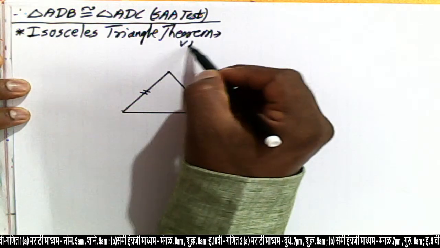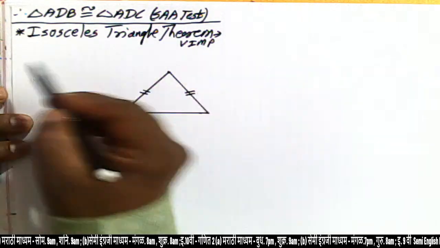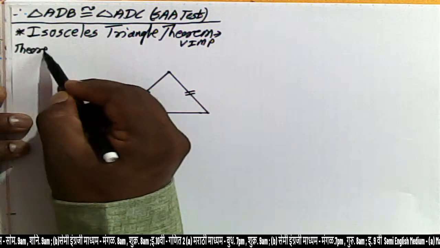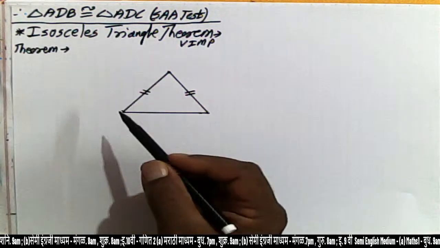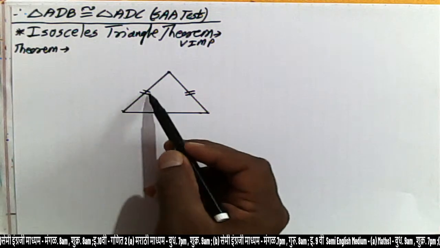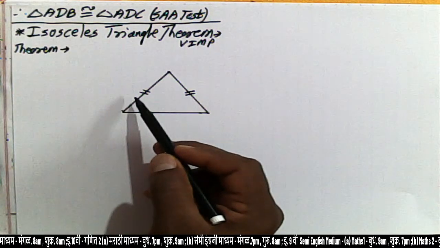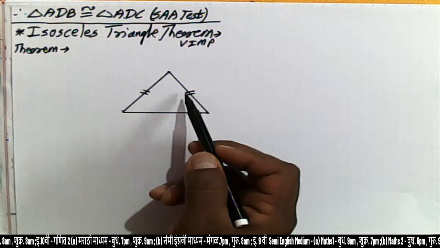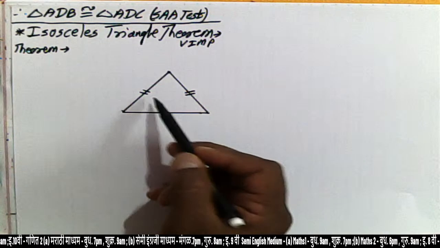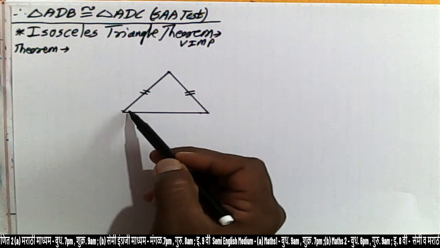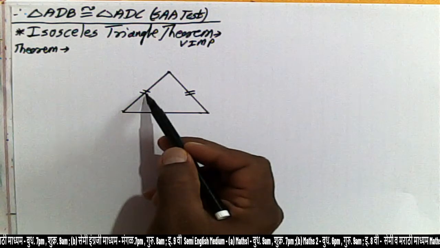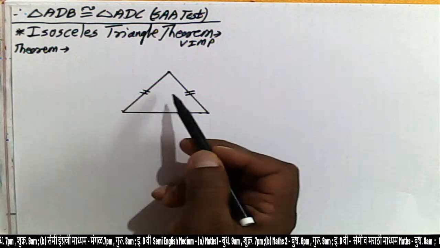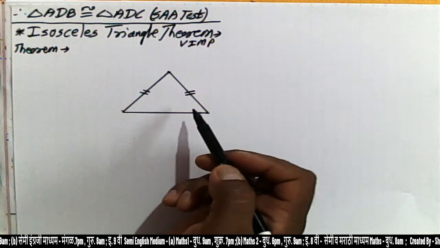And that is a very important theorem. The theorem is: if two sides of a triangle are congruent, then the angles opposite to them are also congruent.